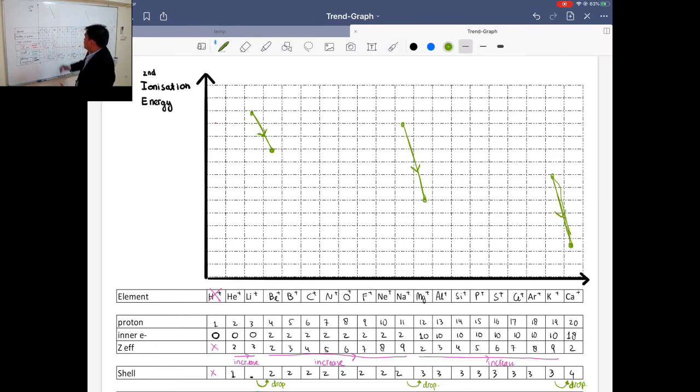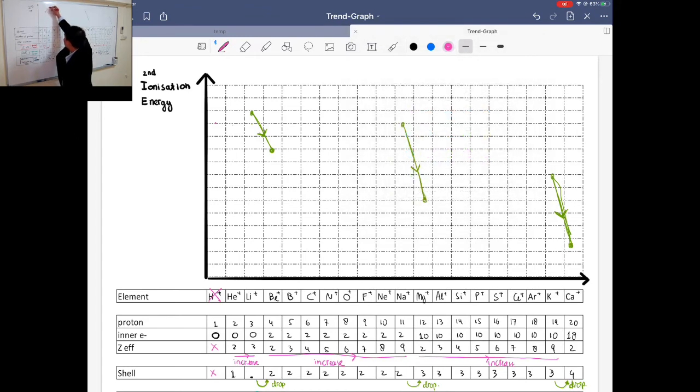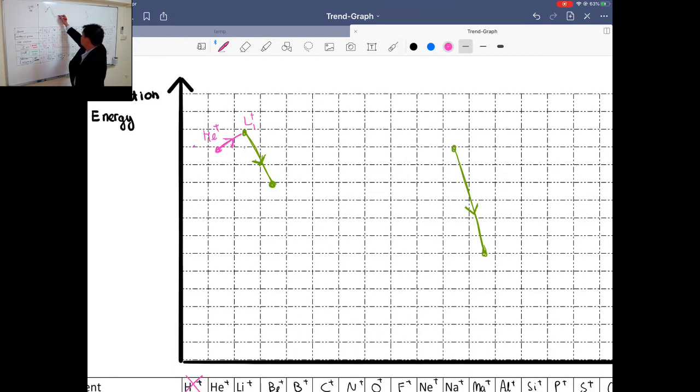Now, that is the effect of adding more shells. We are going to draw the effect of increasing effective nuclear charge. So we draw a gradual increase from He+ to Li+, and also from Be+ all the way to Na+. So we are going to draw a little bit, carbon all the way until oxygen. Then this one.